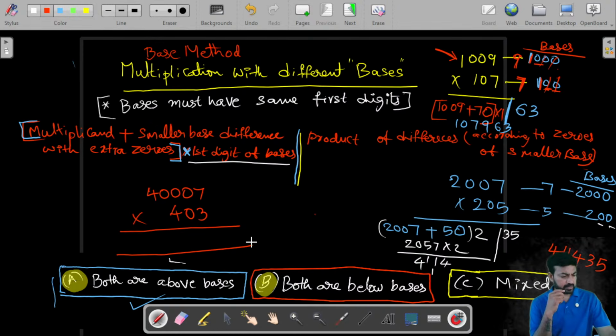Okay, Nishant. Go to the next problem. Don't get stuck there. Let's see who gives the answer first. 40,007 into 403.